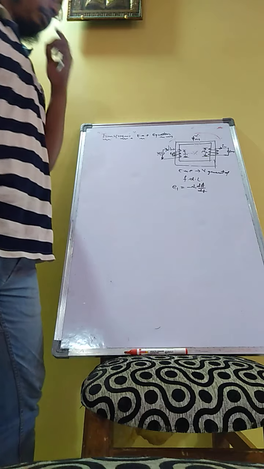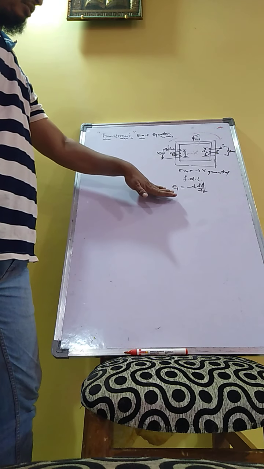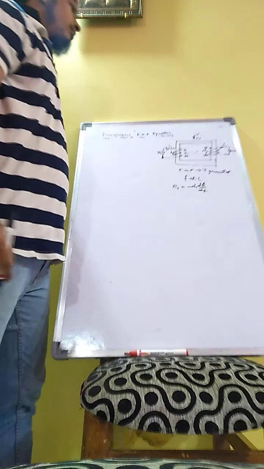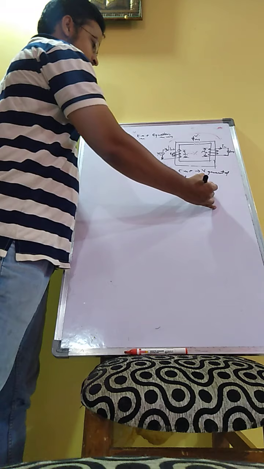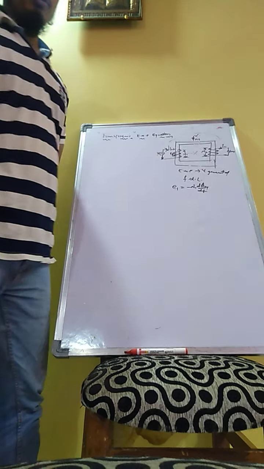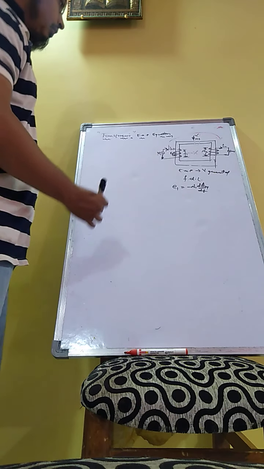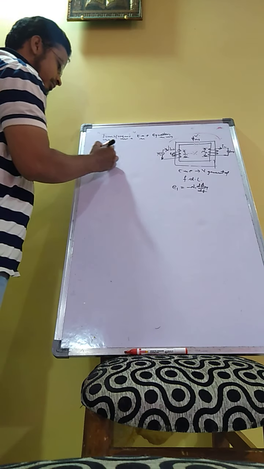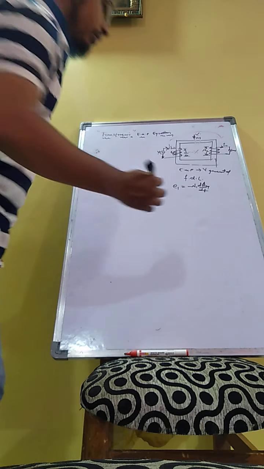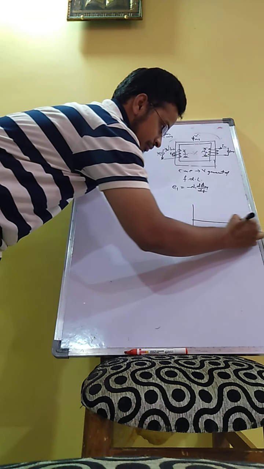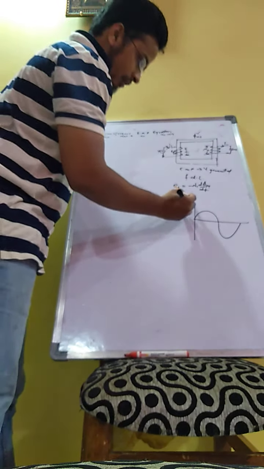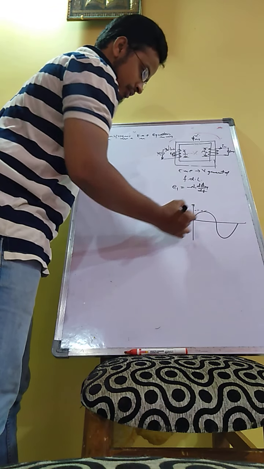d phi by dt. The EMF induced in the primary winding is given by minus N1 into d phi by dt. We take d phi 1 here, but after cancelling all, we get phi m as the neutralized flux. So E1 equals minus N1 into d phi by dt, right.